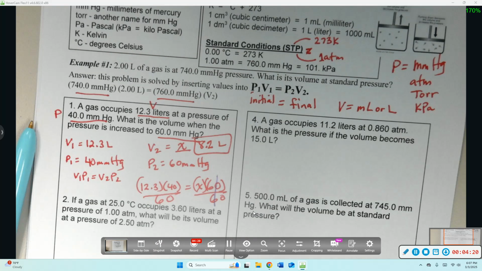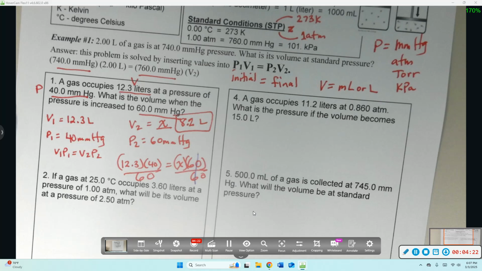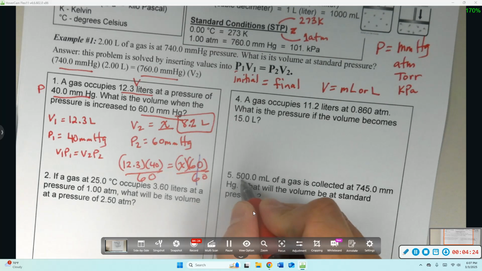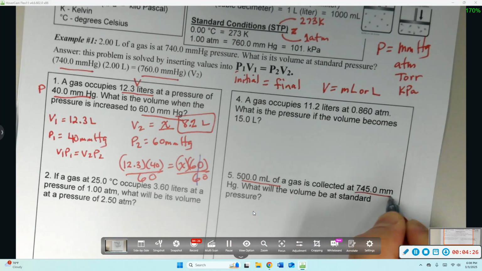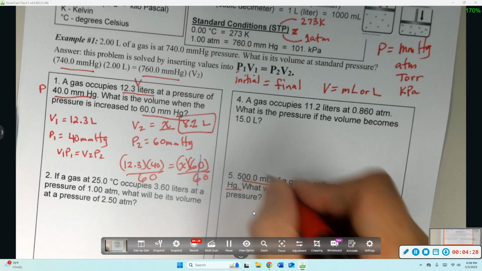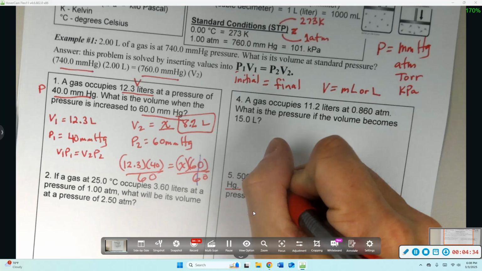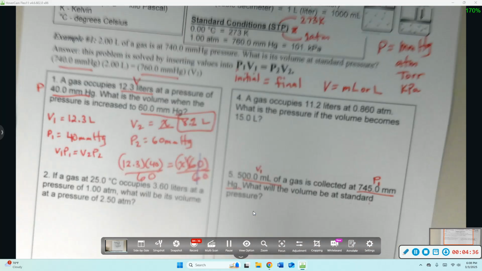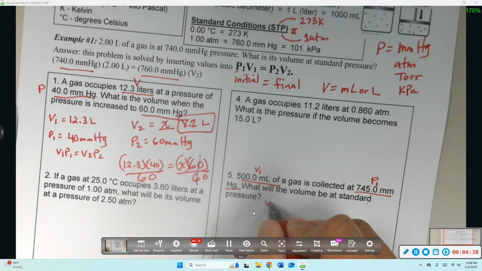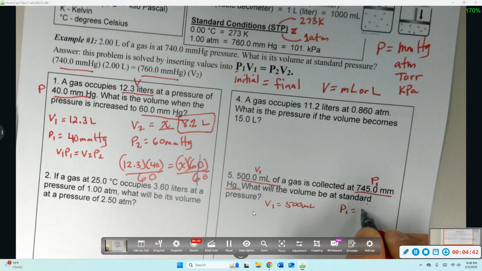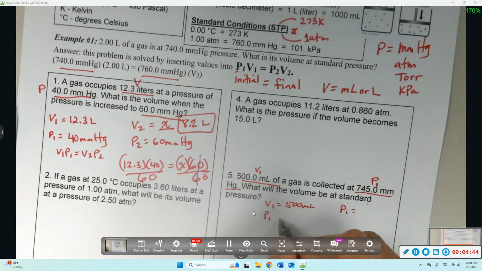Okay. If you look at number 5 here, let's look at number 5. 500 milliliter of gas is collected at that. Okay, so you know this is your V, this is your P. What will the volume be? So this is the past tense, so this has already happened, V1, P1. V1 equals 500 milliliter. P1 equals, P1 over here, 745 millimeter of mercury.